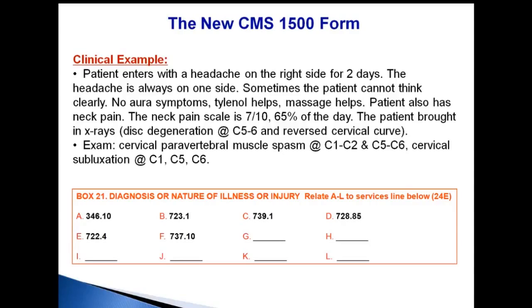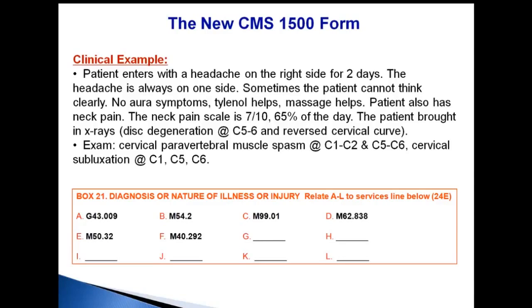So that's how it goes. There's 6 spots there for box 21. As far as CPT code being attached to this, if you adjusted the patient's cervical spine, that would be 98940, and then you would put A through F as far as the pointer in 24E.